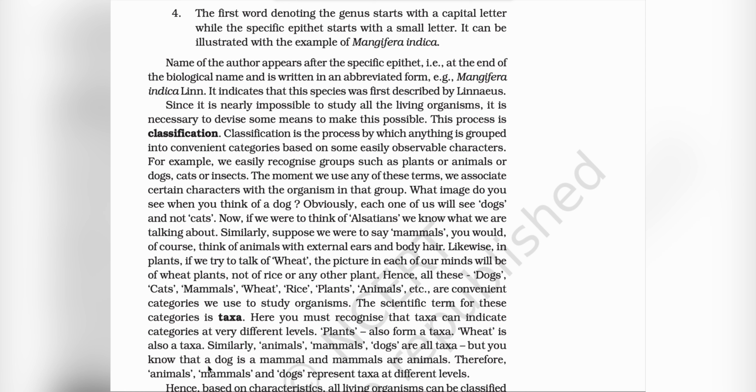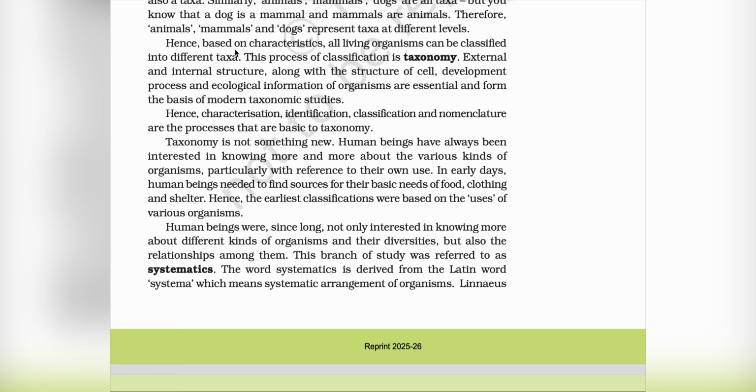But you know that a dog is a mammal and mammals are animals. Therefore, animals, mammals and dogs represent taxa at different levels. Hence, based on characteristics, all living organisms can be classified into different taxa.